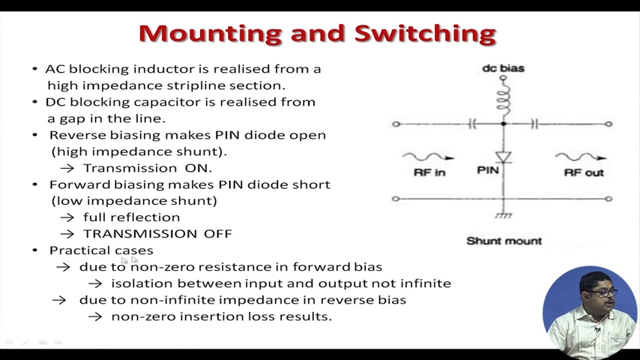This is quite easy to understand. Now, obviously, in practical cases, forward bias does not mean that it is purely a short circuit. Some non-zero resistance is there, that is why isolation between input and output is not infinite, but still it provides a good isolation. Similarly, ideally at reverse bias you should have infinite impedance, but that is not true, so some non-zero insertion loss is there.